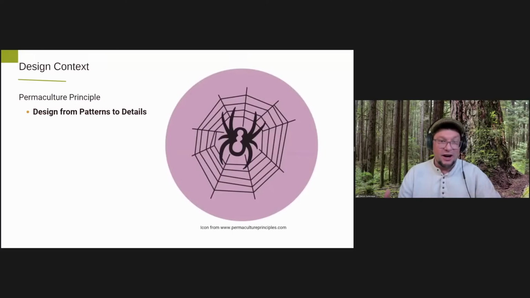Design is all about context. A core permaculture principle from David Holmgren, the co-originator of permaculture, is design from patterns to details. So I thought I'd start by describing permaculture and permaculture principles before giving some examples of how I applied them. So you might benefit from considering how permaculture and its principles could apply to you, to your own gardens or your farms, or even your life.